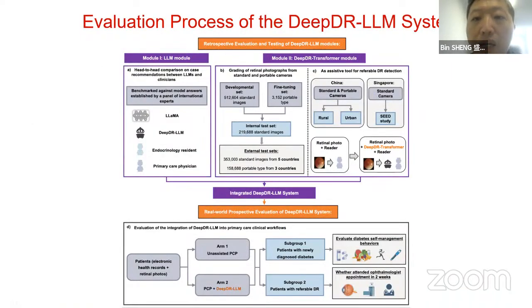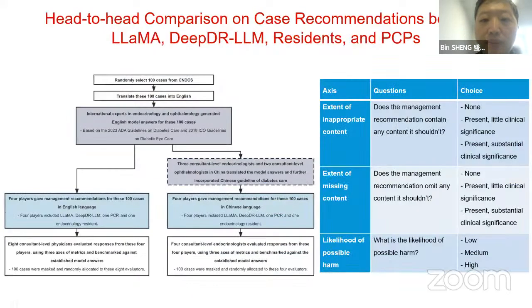Since the DeepDR LLM system was successfully developed last year, our team carried out a multi-faceted evaluation of the system for safety, reliability, controllability, and fairness. Our team invited 10 scholars from diabetes-related disciplines to form an international expert committee. The research team first randomly selected 100 cases from the China National Diabetic Complication Study, and then the expert committee formed a consensus management recommendation for each case. This consensus was used as the model answer for the following comparative evaluation of the management recommendations given by our assistant and the primary care physicians.